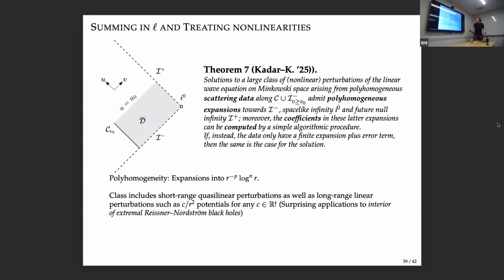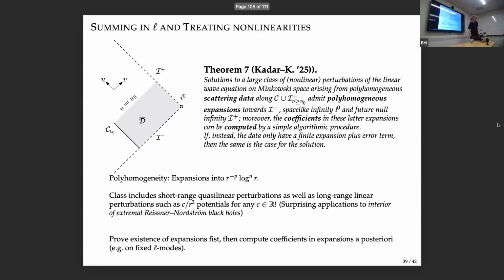The theorem has a surprising application to the interior of extremal Reissner-Nordström black holes, which is funny, because there is a conformal isometry between the spacelike infinity of negative mass extremal Reissner-Nordström and the interior of extremal Reissner-Nordström. Anyways, this theorem basically allows us to treat most things that we want to treat.